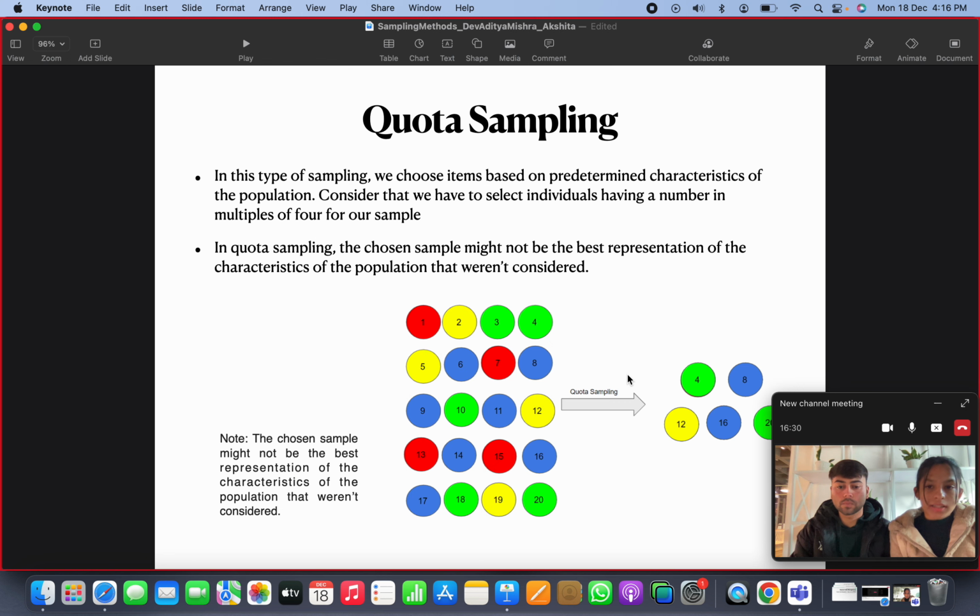The other one is quota sampling. In this type of sampling, we choose items based on predetermined characteristics of the population. Consider that we select individuals having a number in multiples of 4. For example, if we select based on multiples of 3, we have 3, 6, 9, or based on multiples of 4, we have 4, 8, 12, 16, 20.